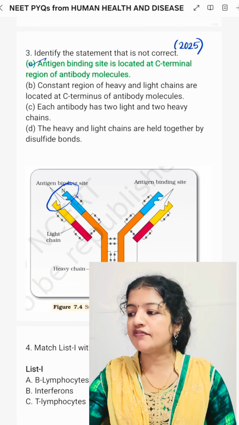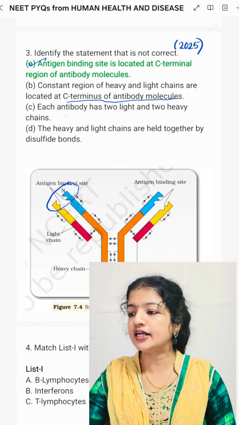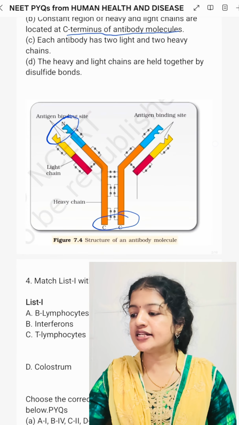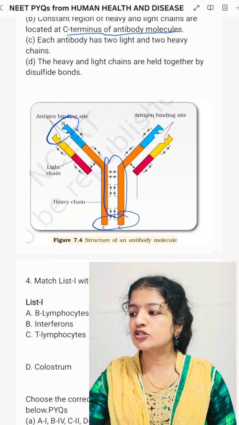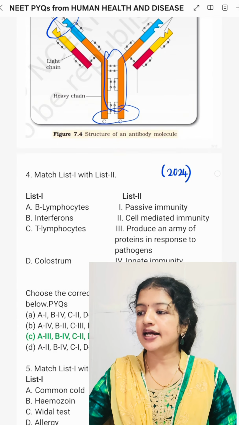Constant region of heavy and light chains are located at C-terminus of antibody molecules. This is correct. Then each antibody has 2 light and 2 heavy chains. This is also correct. And the heavy and light chains are held together by means of the disulfide bonds. This is also correct. So option A தான் வந்து incorrect statement.